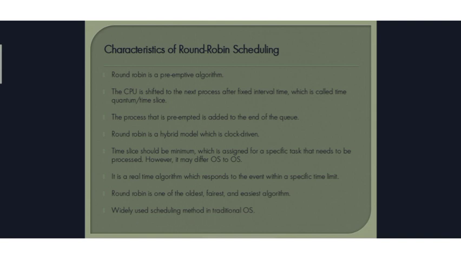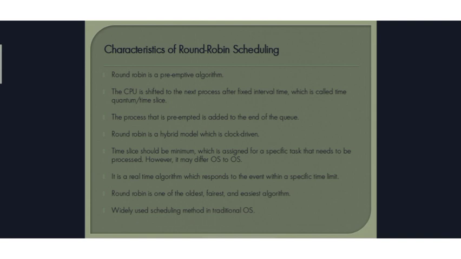Round robin is a hybrid model which is clock driven. From here we understand that it works on time principles. The time slice should be minimum, which is assigned for a specific task that needs to be processed. However, it may differ from OS to OS. Now, why should the time slice be minimum? Because if the time slice is greater, it may be possible that starvation may occur. So, if the time slice is minimum, everyone will get less time, but many times.